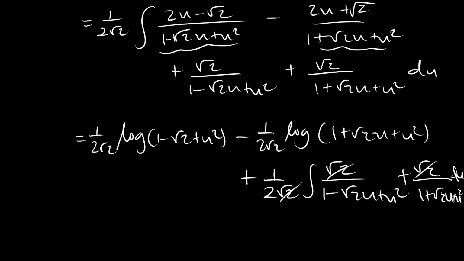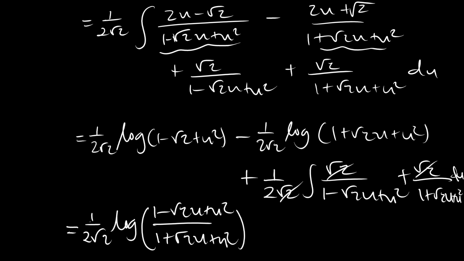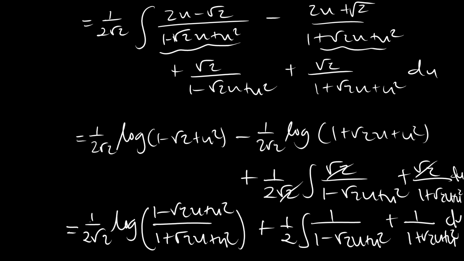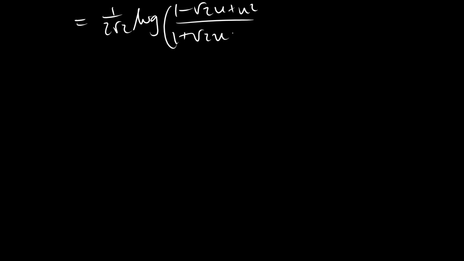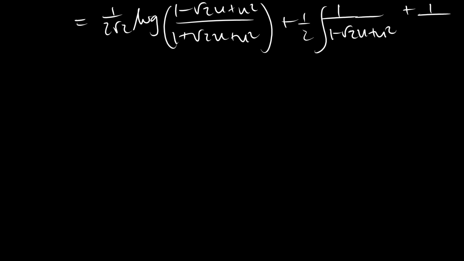But we can do that very easily, and also consolidate what we have here. So we have 1 over 2 root 2 natural logarithm of 1 minus root 2u plus u squared over 1 plus root 2u plus u squared, plus half the integral of 1 over 1 minus root 2u plus u squared plus 1 over 1 plus root 2u plus u squared du.